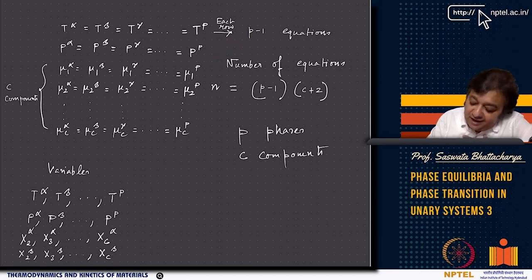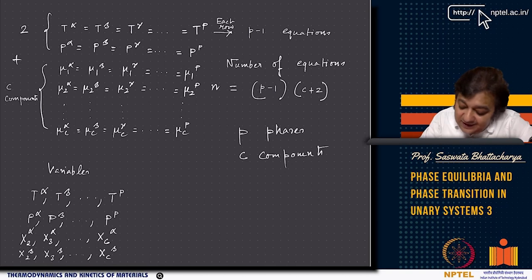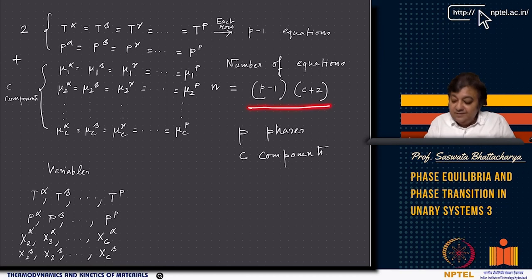So here also you have P minus 1 equations. Similarly, for each species, say if you have species 1, 2, 3, up to C, then you have mu 1 alpha equals mu 1 beta up to mu 1 P, again P minus 1 equations. So for all components, you have C times P minus 1 equations, and then the temperature and pressure rows, which also have P minus 1 equations each. So total C plus 2 rows, and each row contains P minus 1 equations, so the total number of equations N equals P minus 1 into C plus 2.